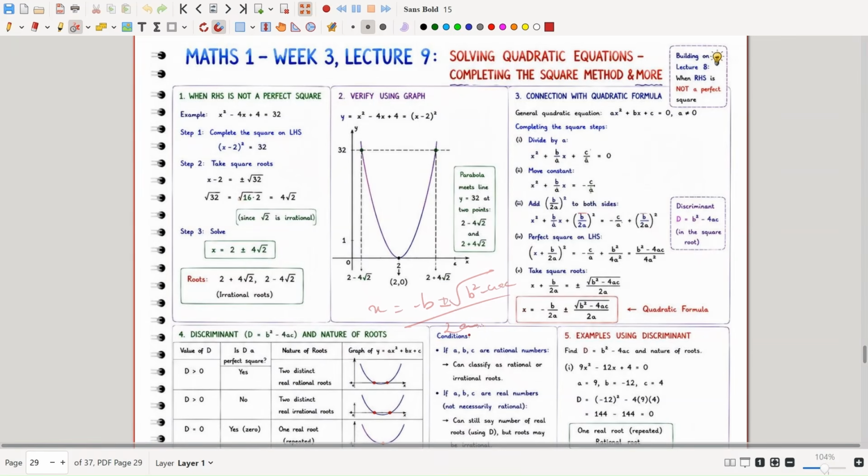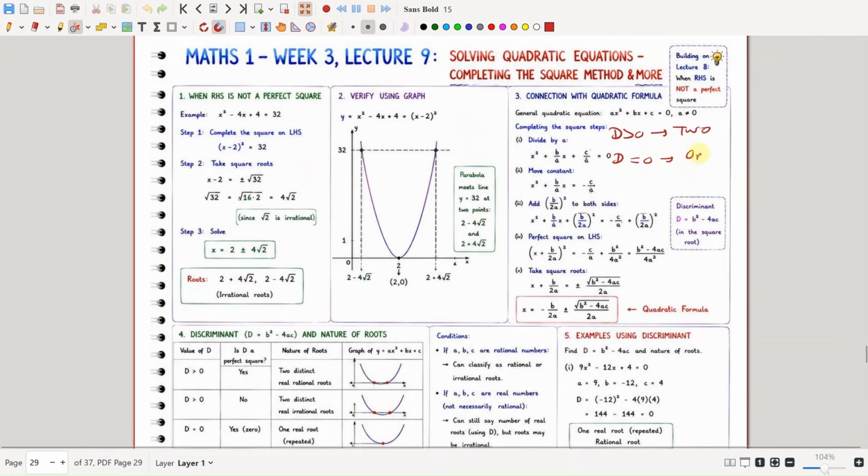Okay. So this is what we are doing here, and we are dealing with the derivation of this formula here, which we do not need right now. You have to remember the formula and how the discriminant works. If D is greater than 0, then there will be two distinct real roots. D is equal to 0 means one real root, and D is less than 0 means all imaginary roots.